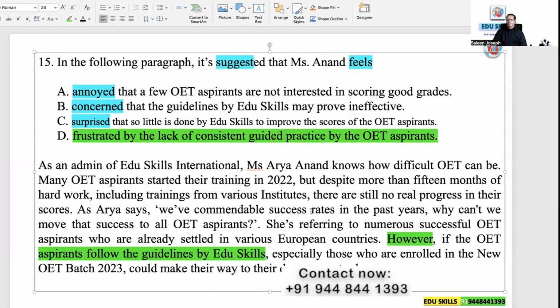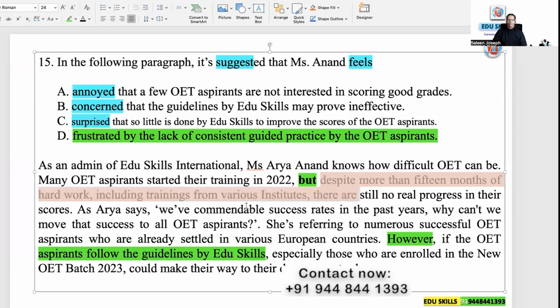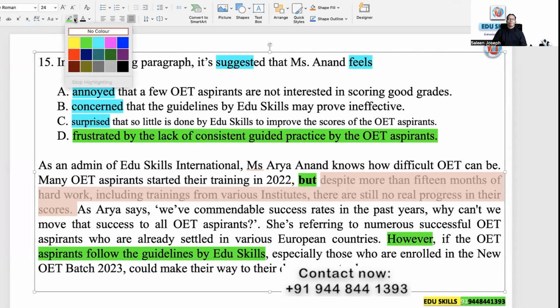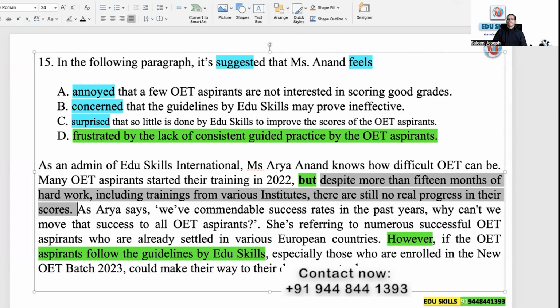Cool. Now again, before that there is one more. But that's also a contrast word, right? Do you have a clue there? Despite more than 15 months of hard work and real progress in their scores, what type of sentence is it? Simple, compound, complex? It is a complex sentence. If it is a complex sentence, normally the answer will be in the independent clause, the main clause, not the dependent clause. Exceptions are possible, but normally so.